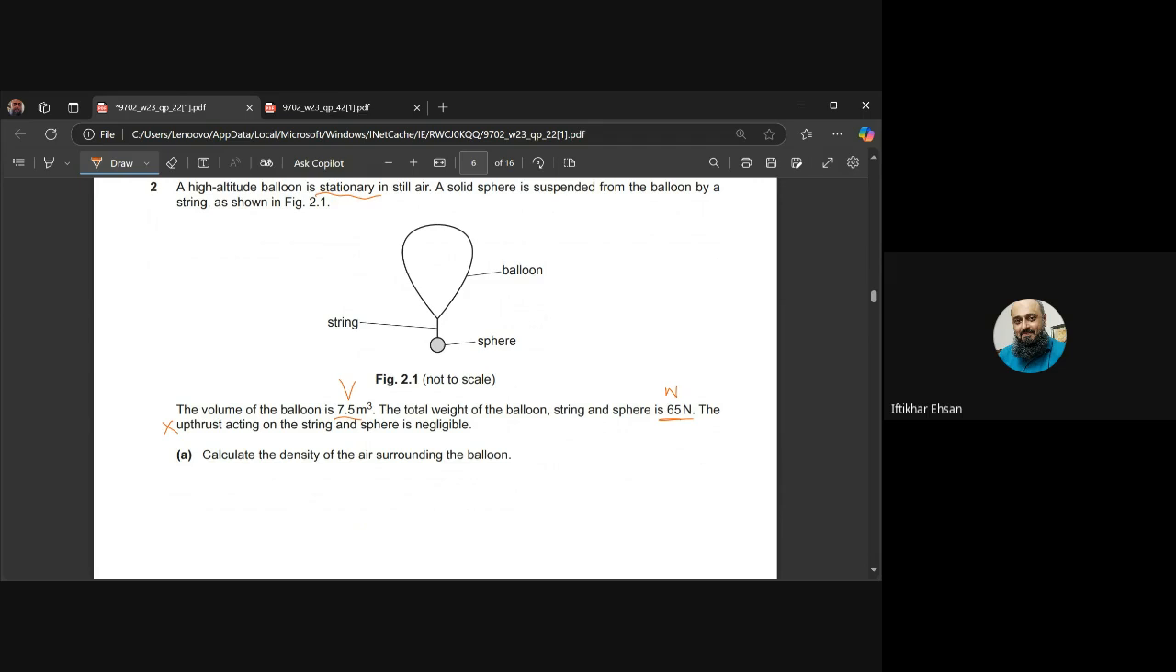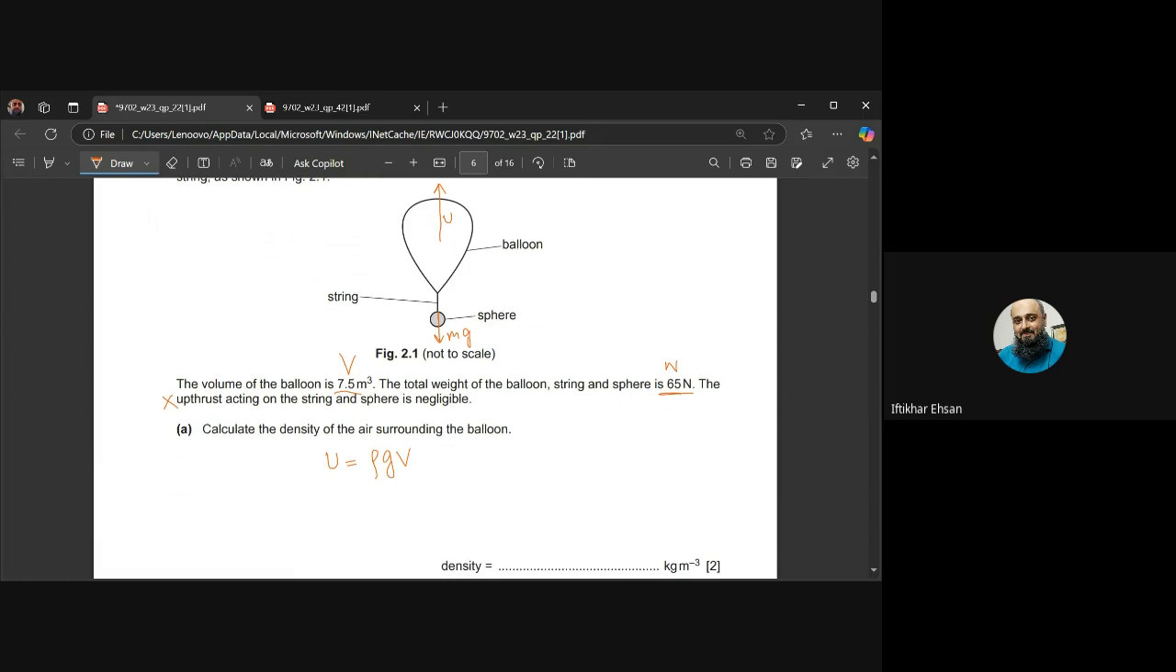Okay, beta ji. So beta, what do we know? The volume of the balloon is given, the total weight, and the upthrust on the string and sphere is negligible, it acts only on the balloon. So what is the formula for upthrust? rho g V. Now look, beta, if any object is stationary, then the downward force, weight, will be cancelled by the upward force, that is upthrust. The upthrust that was negligible was only for the string and sphere; it acts on the balloon. So the upthrust force will be equal to the weight, and the total weight is 65. The density we have to find, 9.8, and the volume is 7.5.